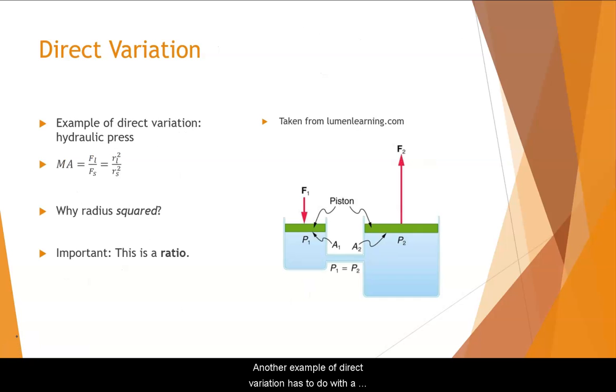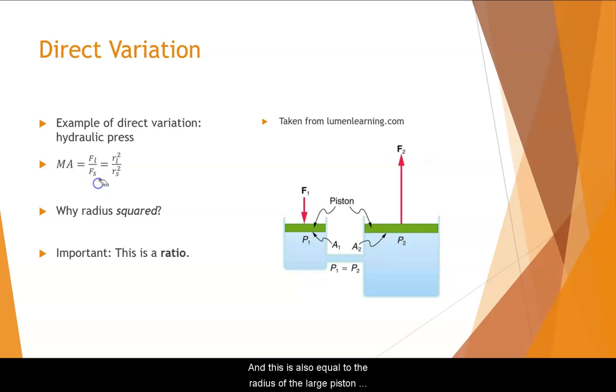Another example of direct variation has to do with hydraulic press. In a hydraulic press, there's a mechanical advantage, and that mechanical advantage is equal to the ratio of the force of the large piston, so there's our large piston, the force exerted by this large piston, divided by the force exerted on the small piston. Fs is force on small piston.